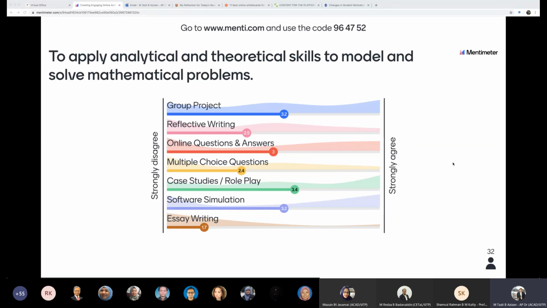So I'm just trying to say to you that whenever we want to give any kind of assessment, we must try to look at what are the learning outcomes that we have spelled out, and then those things can be translated into the assessment. All right, let's go to the next slide.